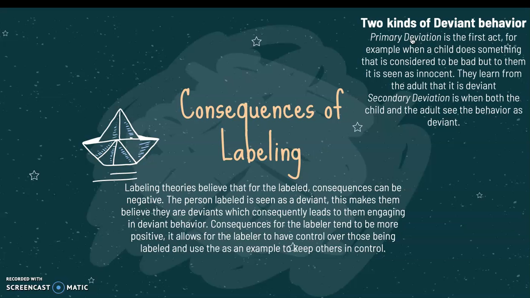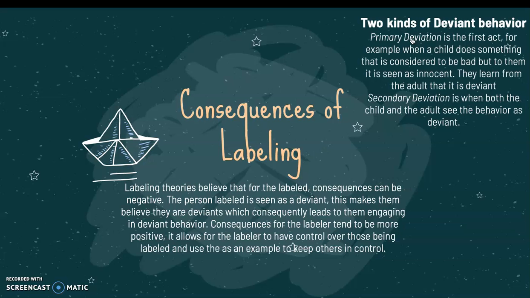Consequences of labeling. Labeling theorists believe that for the labeled, consequences tend to be more negative. The person is first labeled as a deviant, which makes them believe that they're deviant. This can consequently lead them to engage in deviant behavior. This may be the reason why they engage in deviant behavior. It's definitely a contributor that they see themselves as deviant, so they might as well engage in deviant behavior.